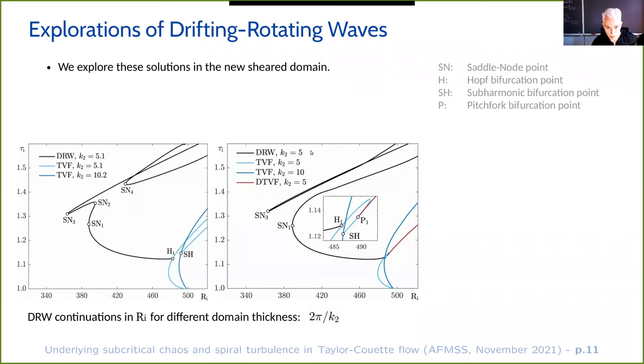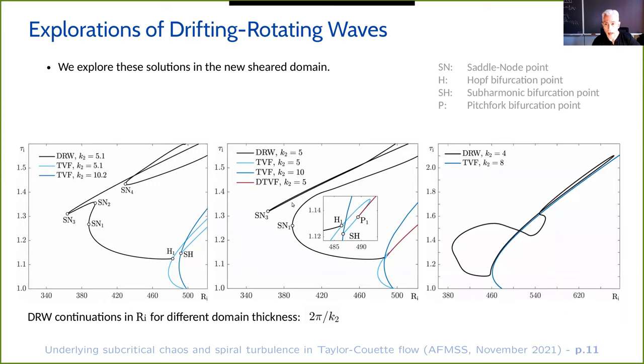This is K2 equals 5. We have also that the structure of the bifurcation curves of the solutions is quite sensitive to the change of thickness of the box. So you may have an isolated set of rotating waves here, or even here, for example, where you have an isola of drifting rotating waves that is also highly unstable. But this is for 5.1, 5, and 4.